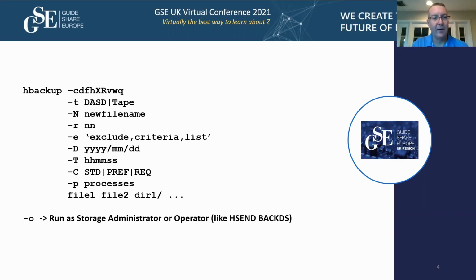One of the nice things about the hbackup program and all these Unix programs is that they send all their output and their messages to standard out. So if you're running it in batch and executing this program via bpx batch or something, you can capture all the files that were backed up, all the successful messages, all the unsuccessful messages. Different from hsend backds, where all those messages will be sent to the TSO. If you're running it in batch, it'll be sent to the TSO user ID that issued the batch, and so you don't get to keep the messages as well.